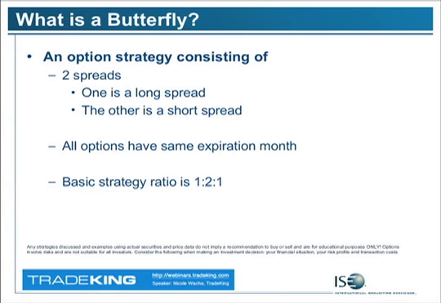All right, so one's a long spread, one's a short spread, and all the options are within the same expiration month. If I was going to trade 5 butterflies, then the quantity would be to buy 5 options, sell 10 options, and buy 5 more options. Okay, so the ratio is 1 to 2 to 1, and that would be 5 butterflies.